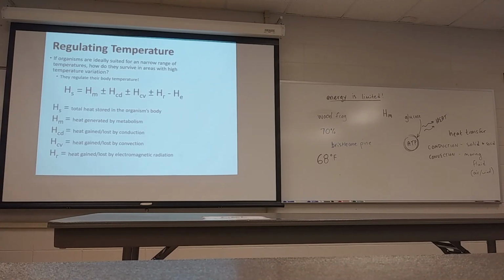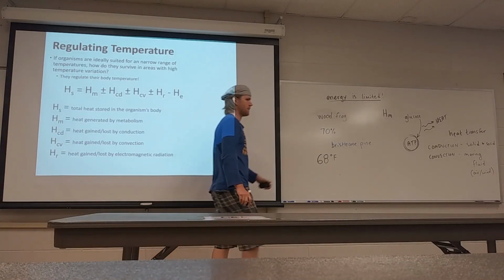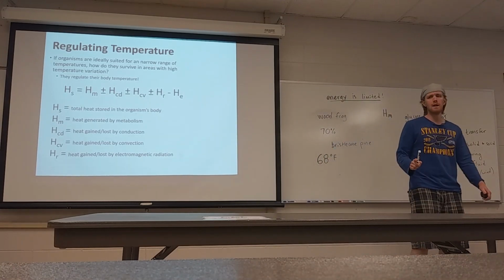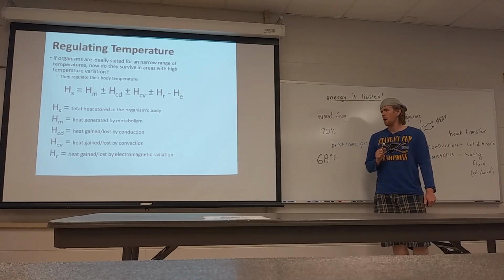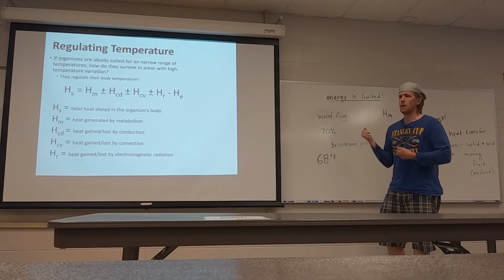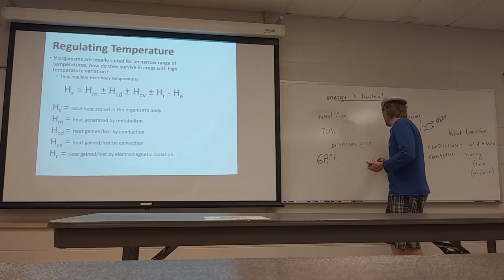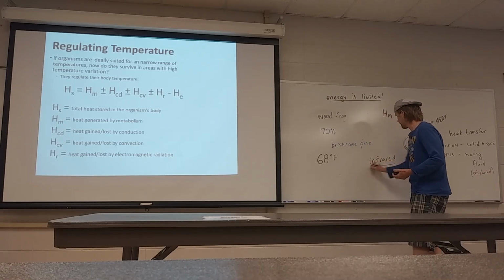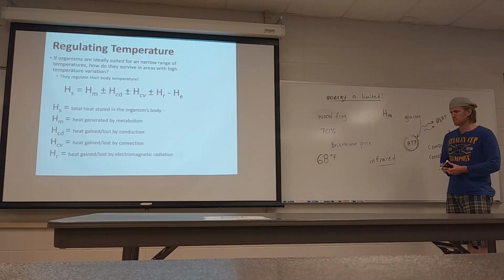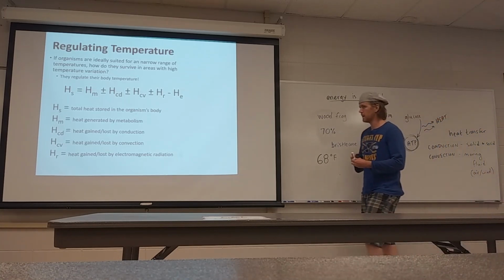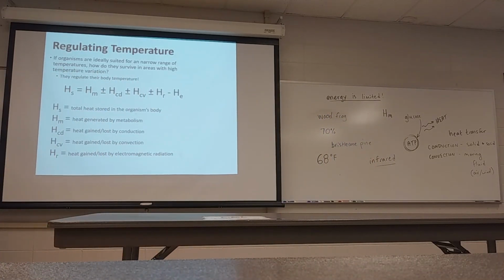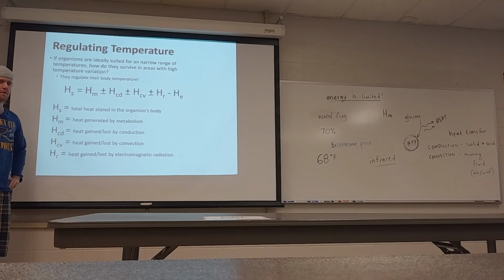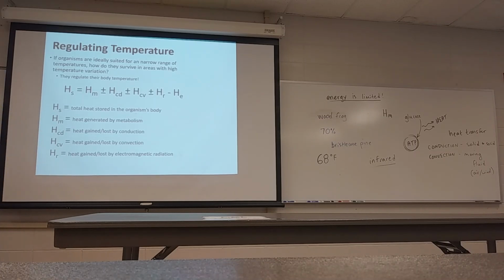This next one is heat gained or lost by electromagnetic radiation. So the sun provides electromagnetic radiation in the form of visible light, UV radiation, infrared radiation. All of those can ultimately provide heat. The most common of those for heat is infrared radiation, but anybody who's had a pet reptile knows that you have to put a heat lamp, and that is providing heat through radiation.